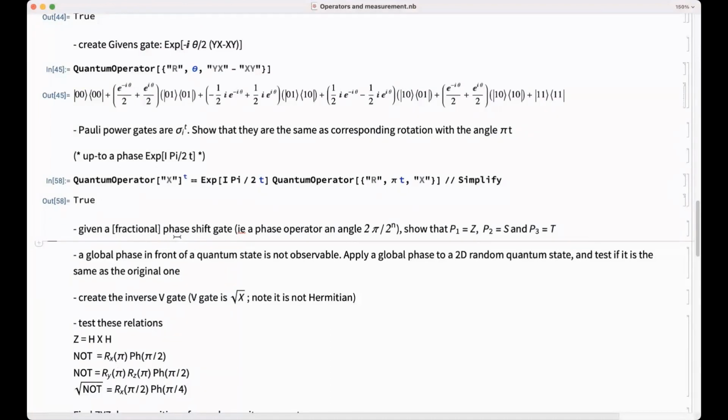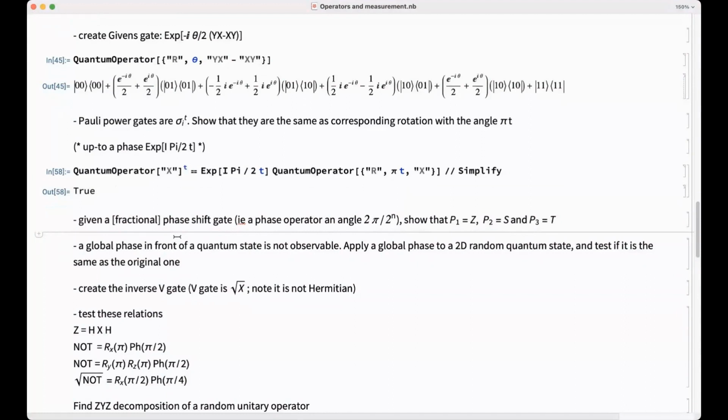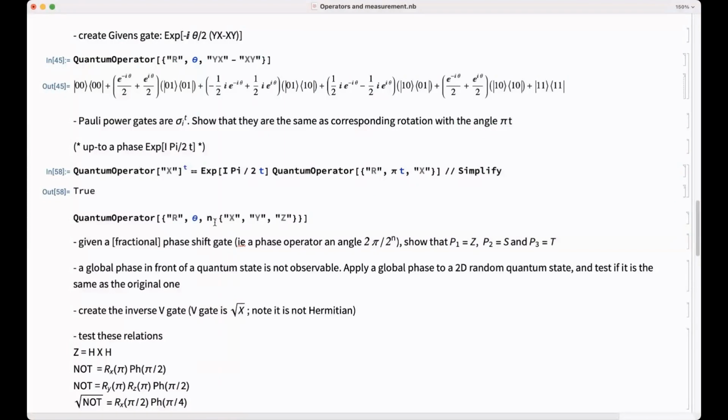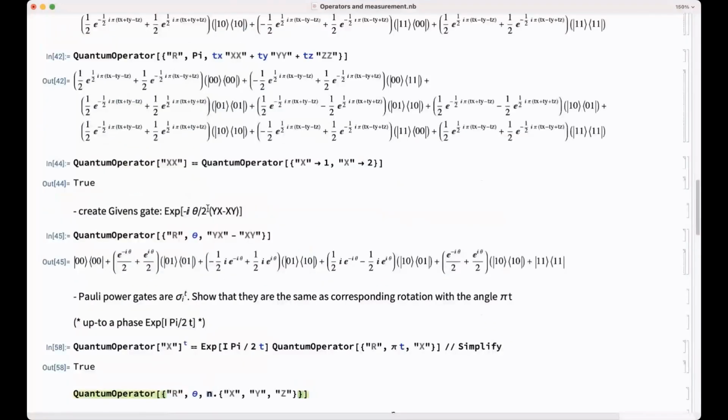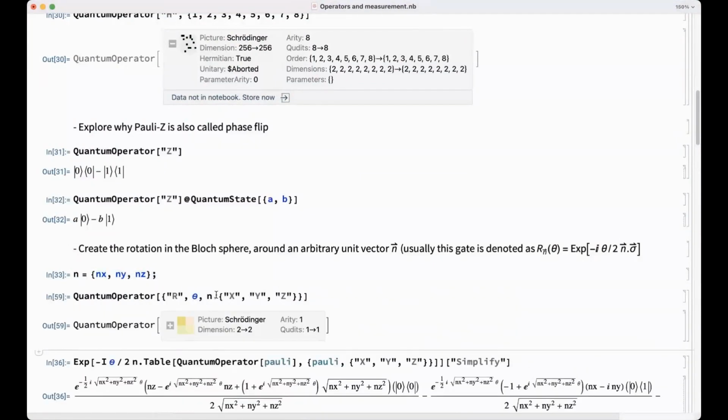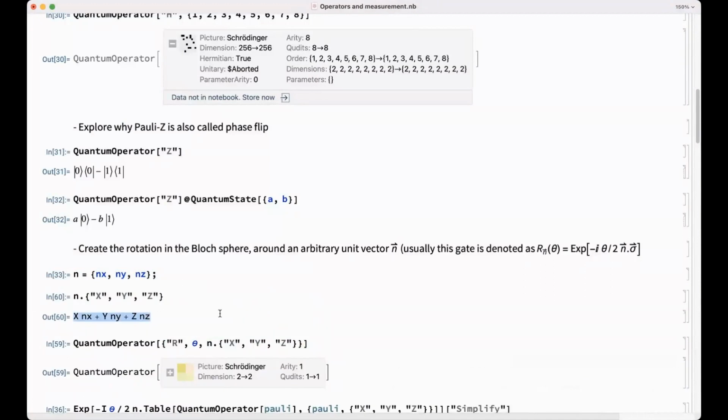Okay. Next, Nick, there is a question. They run that quantum operator R and n dot XYZ, and they get an iteration limit error. Probably because n is undefined. Make sure n is defined as a list. Anna, try that and you shouldn't get an error anymore. This should evaluate to that sum. Otherwise, double check.